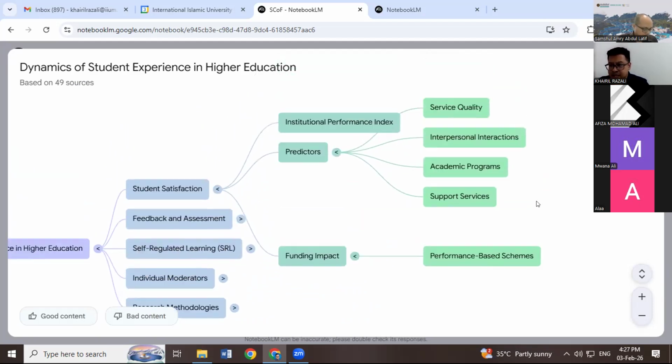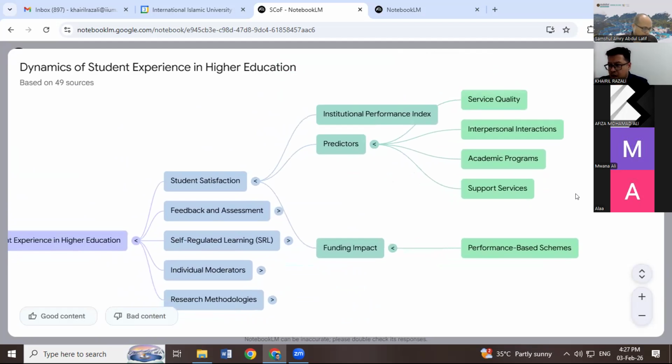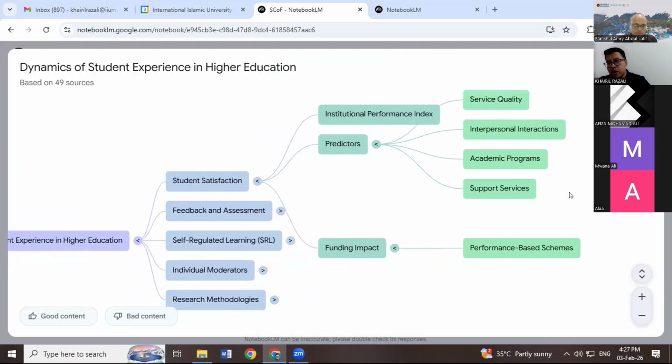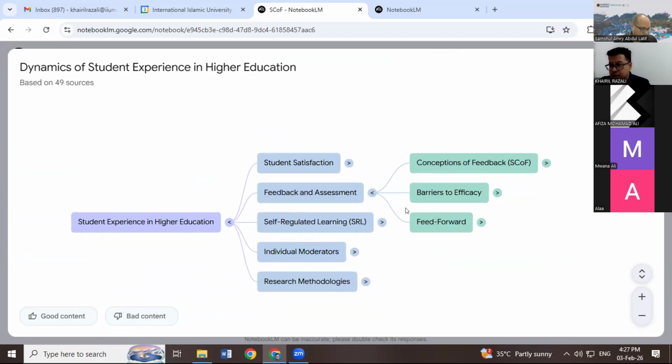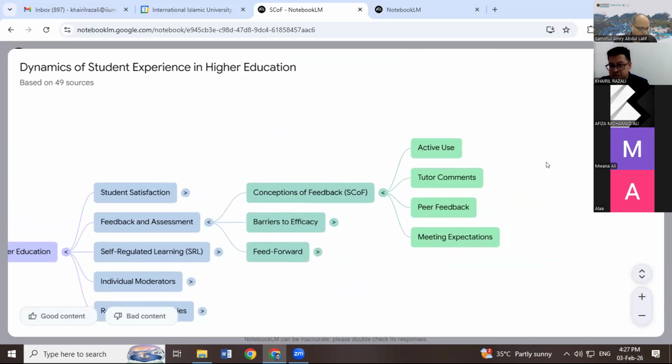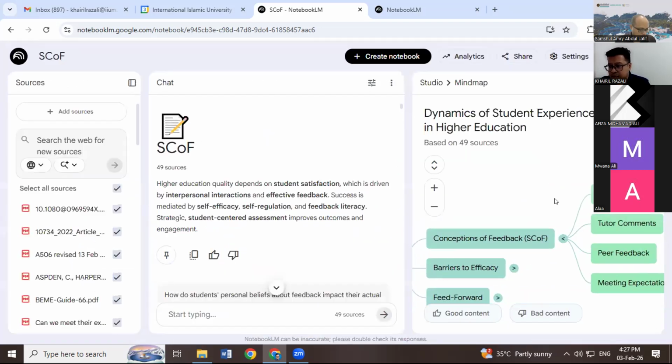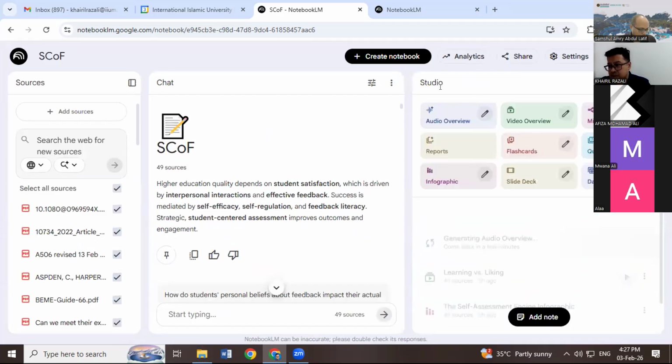Definitely this is something that will help our understanding, especially when you want to connect one idea to another. So definitely there are a lot of things that we can do. This is the paper that I've done on the student conceptions of feedback. These are the factors under the COF. So this is another fantastic example that we can do.